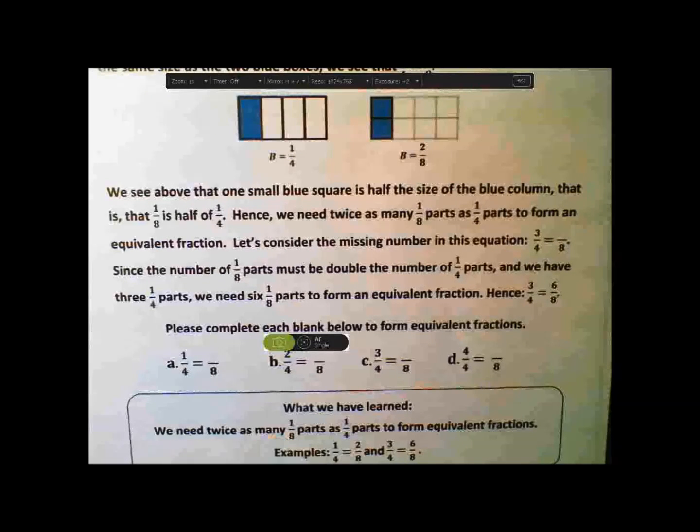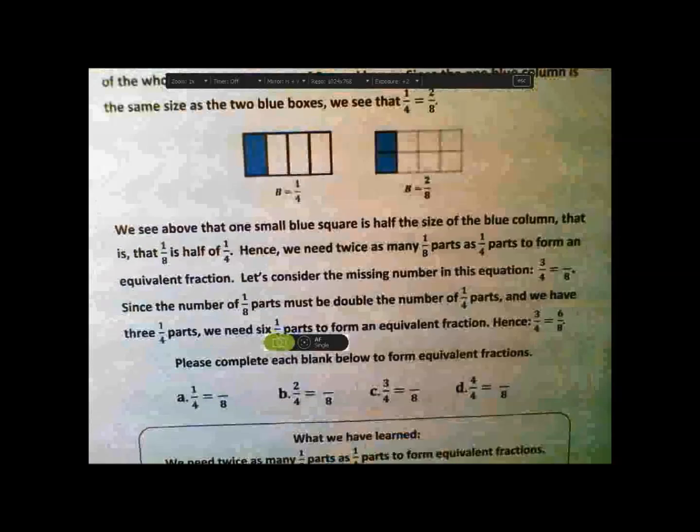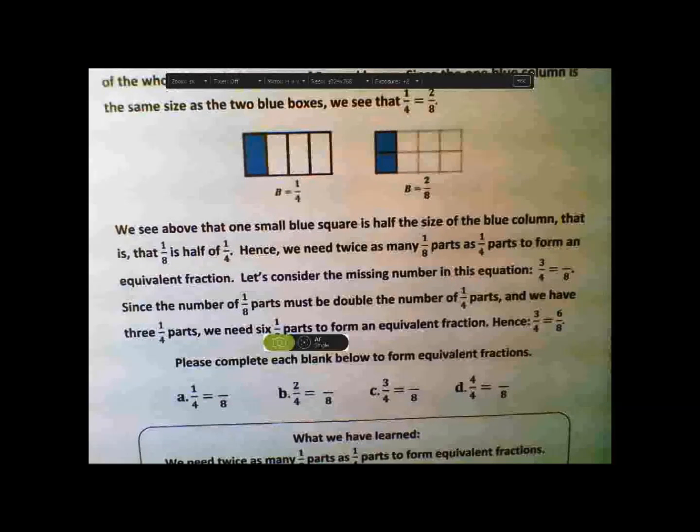Okay, do you agree that the answer must be 6/8? Yeah. Okay, can you explain in your own words why the answer must be 6/8? 3/4 is the same as 6/8. How do you know? Because you double the 3 to the 6, and I figured out that you double the 4 to the 8 at the bottom. Okay, it turns out that that works, and that will work.